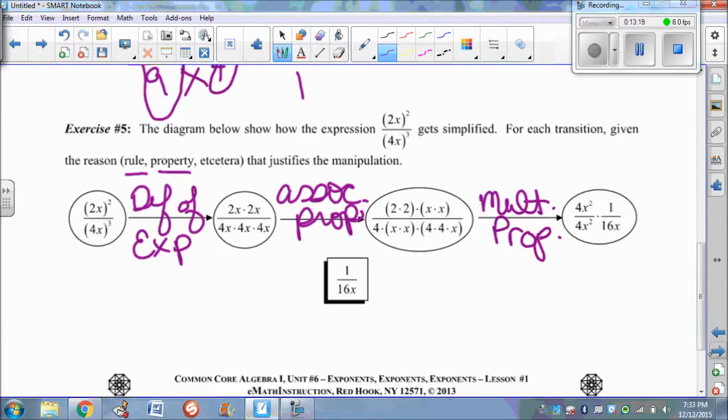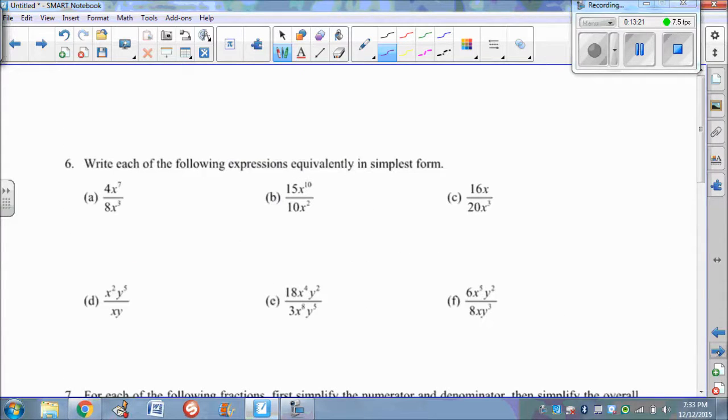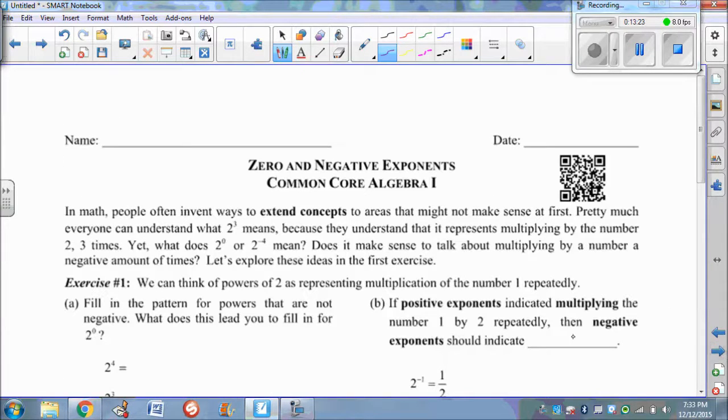Go ahead, let's go to lesson 2 on 0 and negative exponents. So let's extend this concept to areas that may not make a lot of sense to us. So it says pretty much everyone can understand that 2 to the third, what that means. It means 2 times itself 3 times.